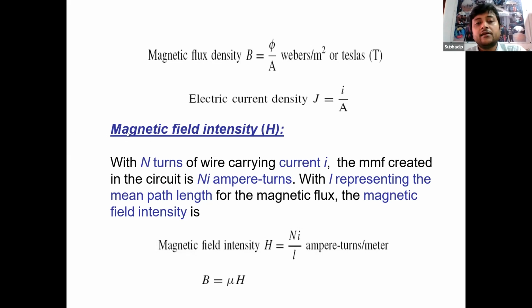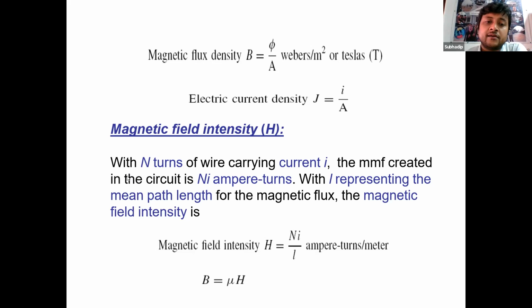Now move on to magnetic field intensity. Because this is the introductory chapter, the first module, you have to know these things, and the questions are coming seriously from these topics. Now, the magnetic field intensity.